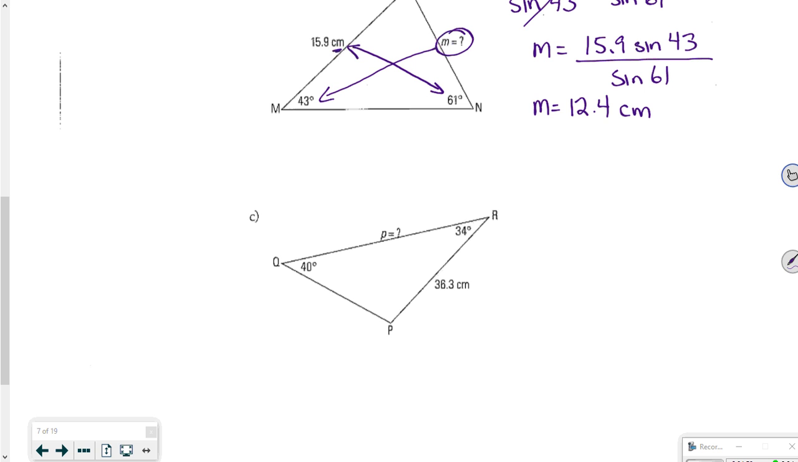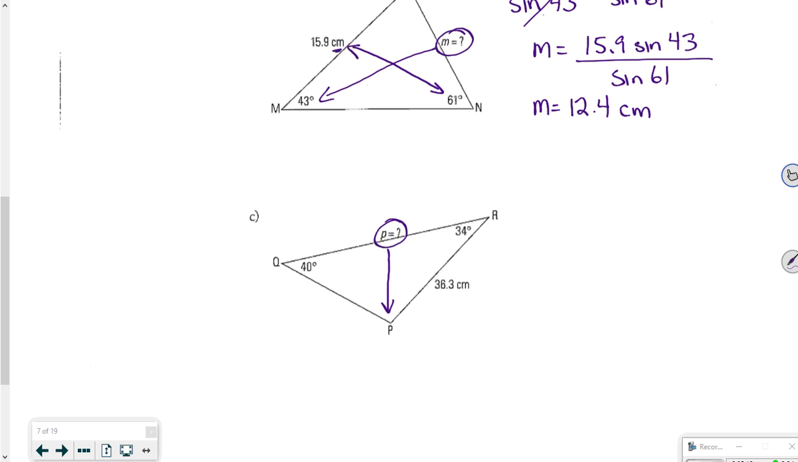C is the same thing again. We're looking for a side. If we can use our sine law to solve for this side, we have to know the angle across from it. When I look at the angle across from it, there's no number. I do have a pair where I know both pieces. I've got the 40 degrees and the 36.3 centimeters for a side length. So I do have one complete fraction, one pair of side and angle that I can use.